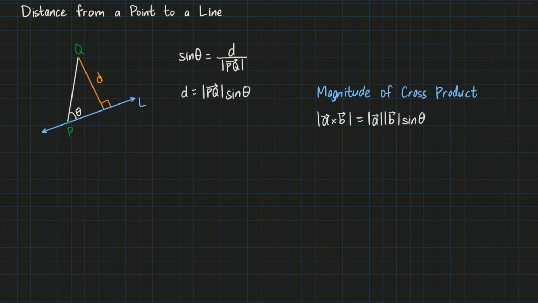Now, recall that we have a vector v that goes along the line. We can make vector v go from point P along L. So now we have our second vector, and the angle is between vector v and vector PQ. So we can multiply the magnitude of vector v on both sides of the equation.